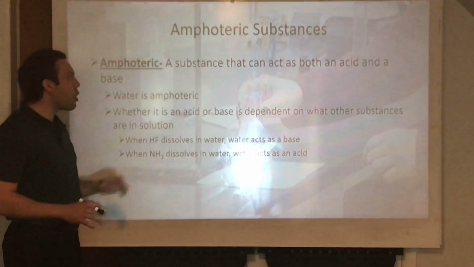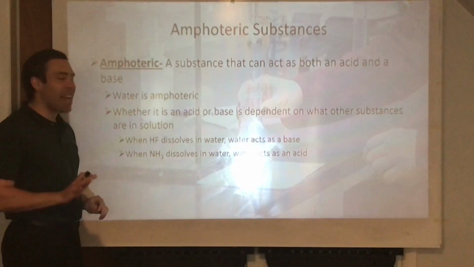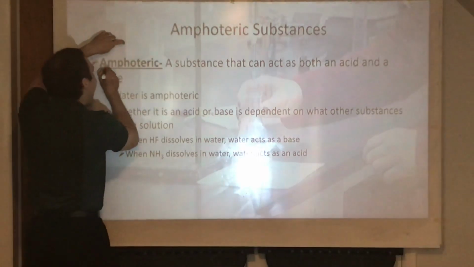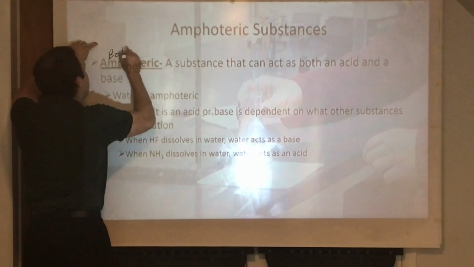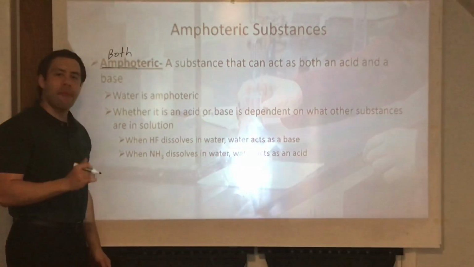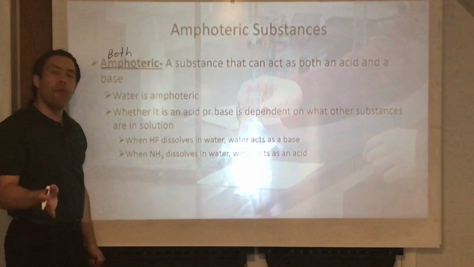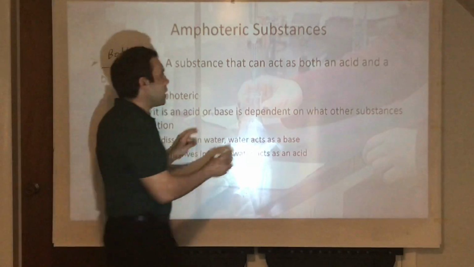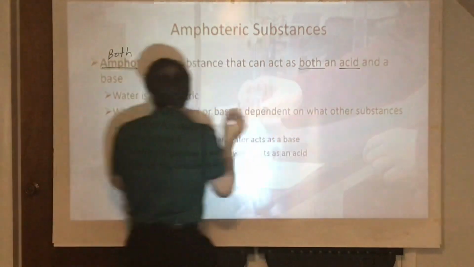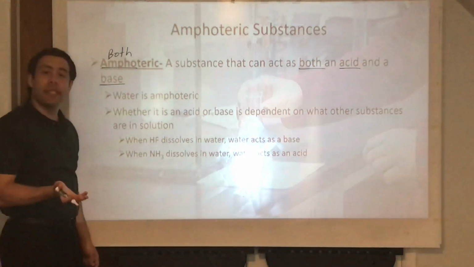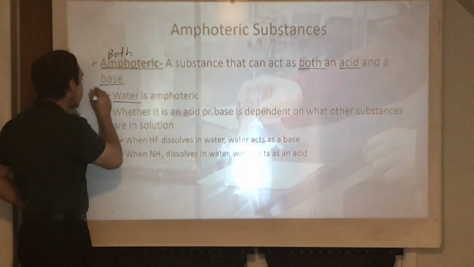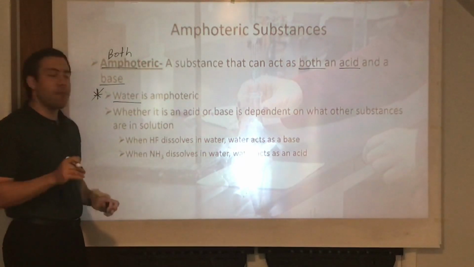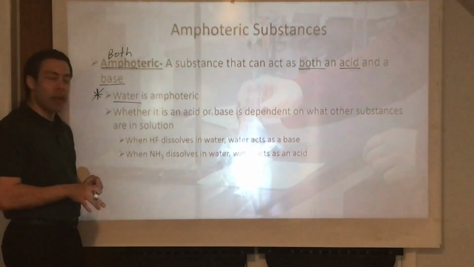The word amphoteric means a substance that can act as both an acid and a base. The prefix ampho means both. For example, an amphibian can live both on land and in water. Both. An amphoteric substance can act as both an acid and a base. One example, water. Water is amphoteric. Whether it is an acid or a base is dependent on what other substances are in solution.